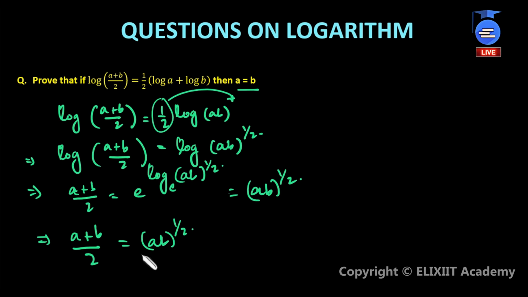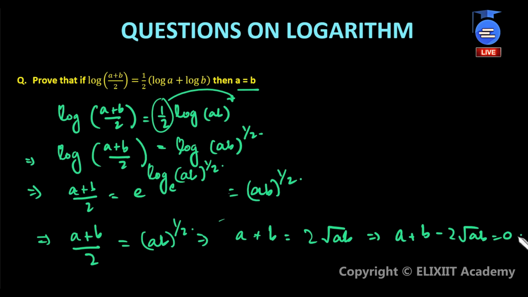So a plus b by 2 is equal to root ab. Simplify this: a plus b is equal to 2 root ab, which means a plus b minus 2 root ab is equal to 0. Clear with this? What is the meaning of this? It is root a minus root b whole square. Root a minus root b whole square gives a plus b minus 2 root ab.